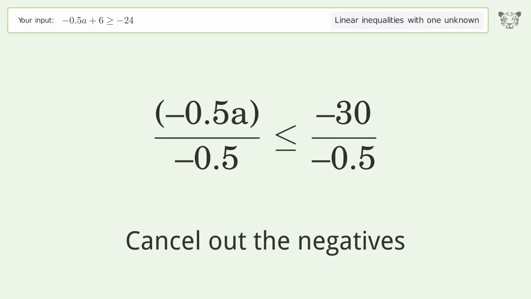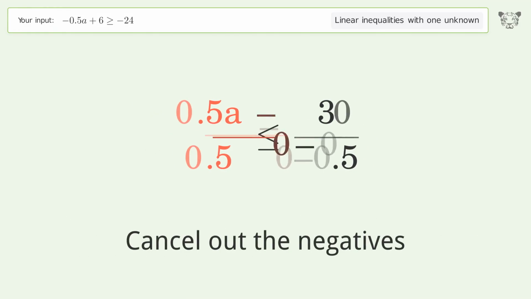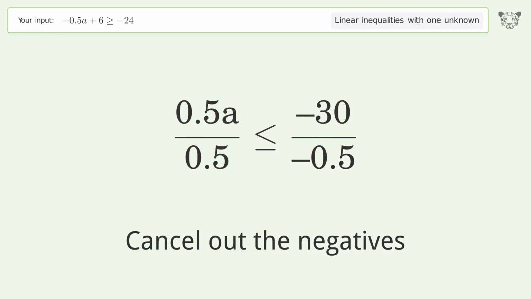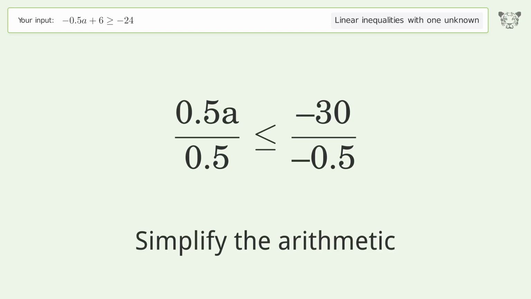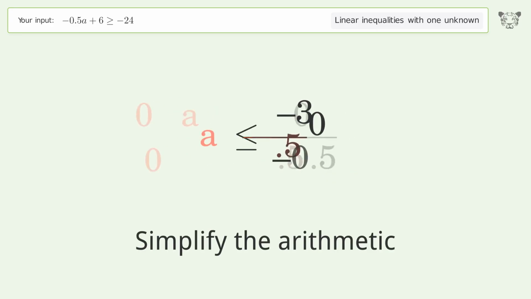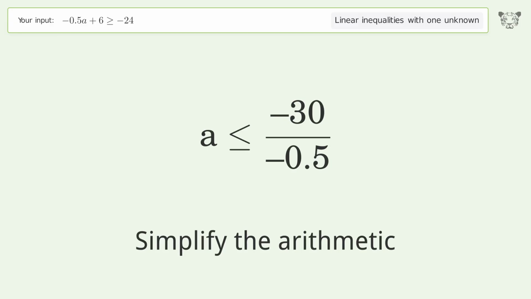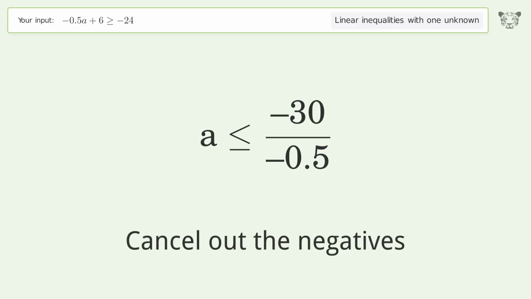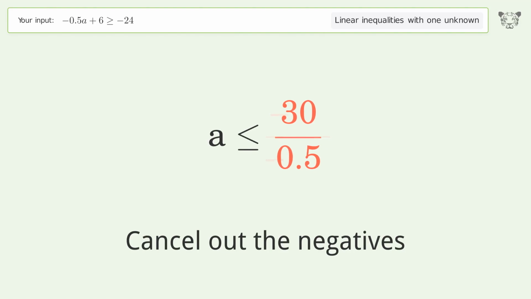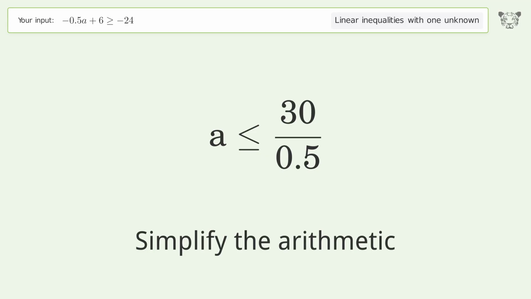Cancel out the negatives. Simplify the arithmetic.